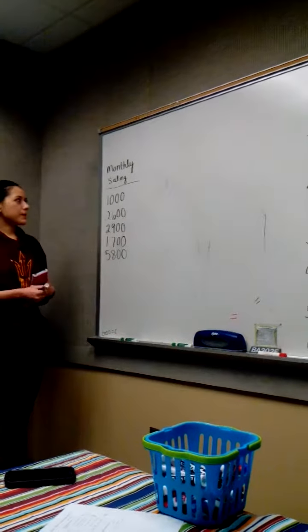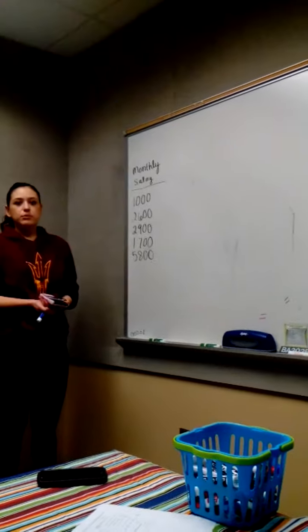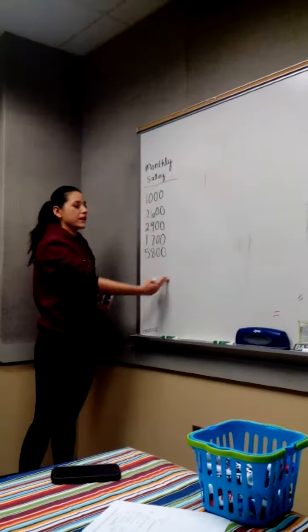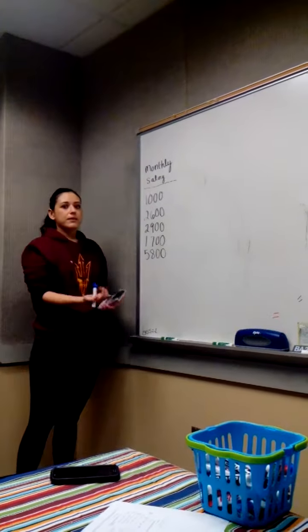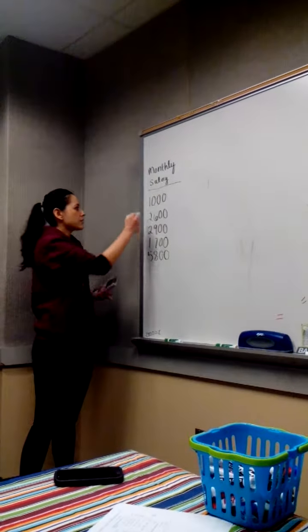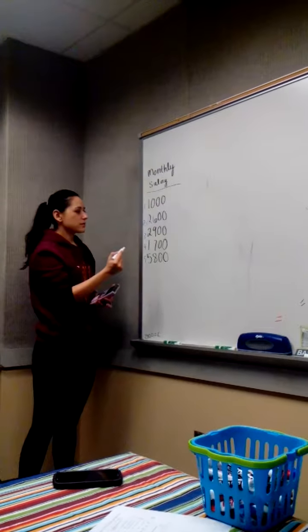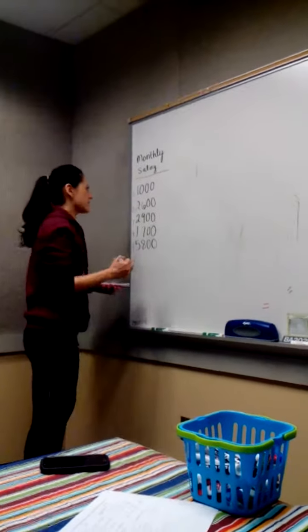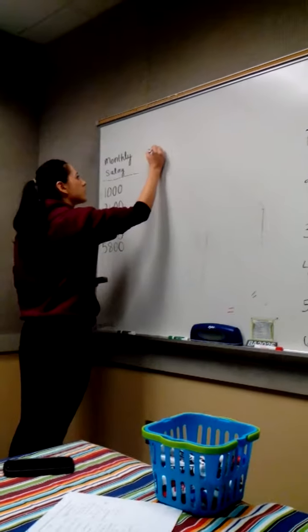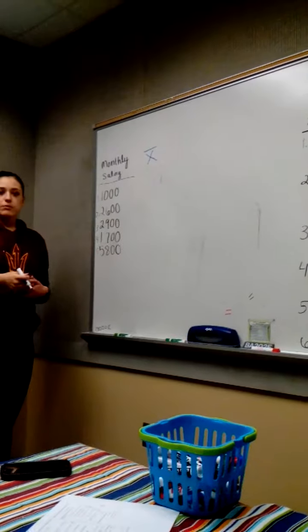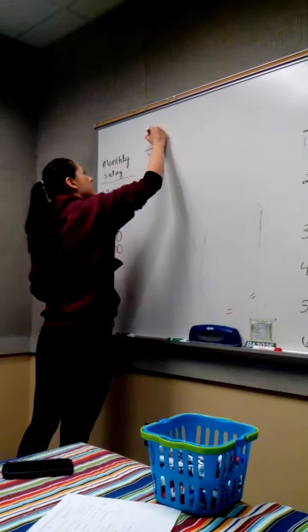So the first step is we need to find the sample mean. In order to find the mean, we're going to add all these values up and then divide by the number of values. So there's 1, 2, 3, 4, 5 values. X bar means sample mean, so I'll just put that up here.